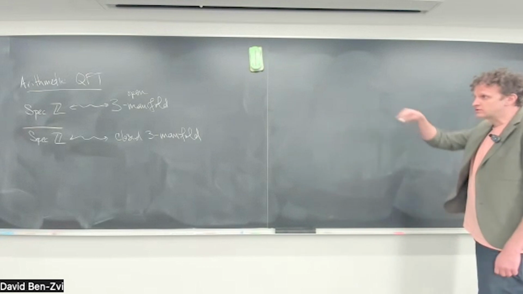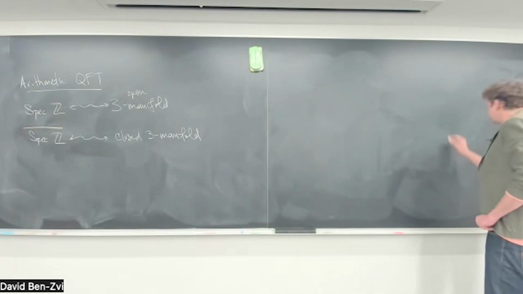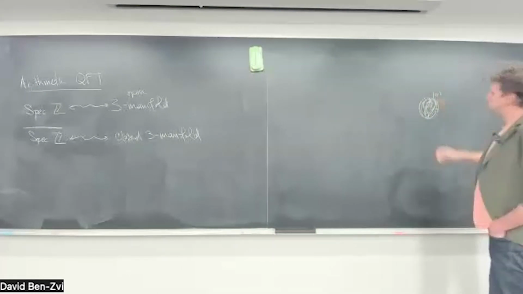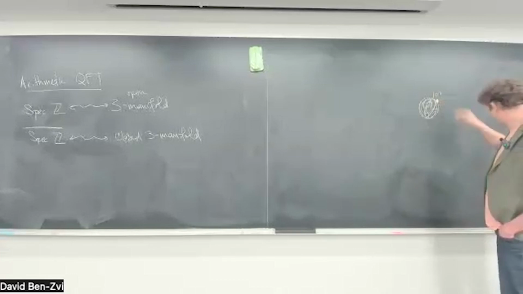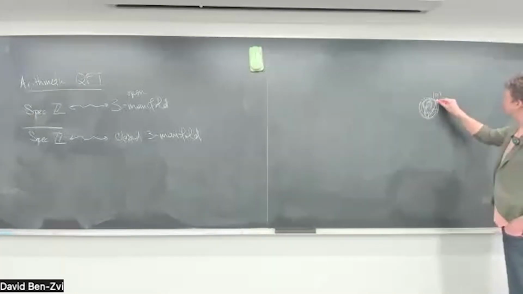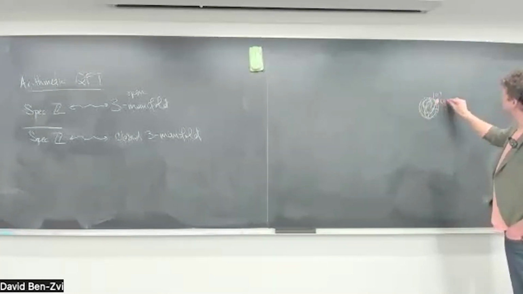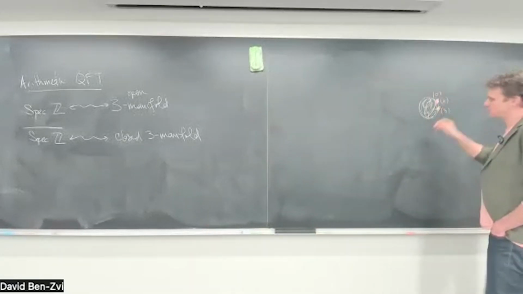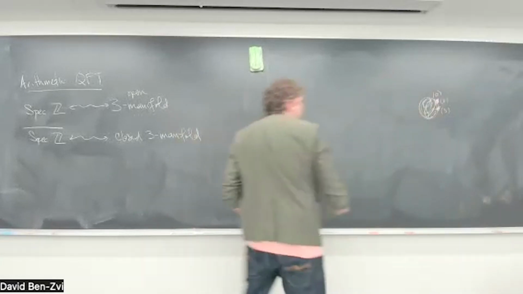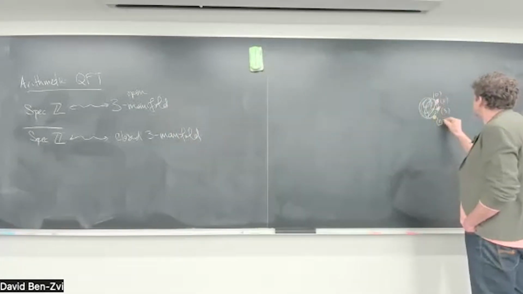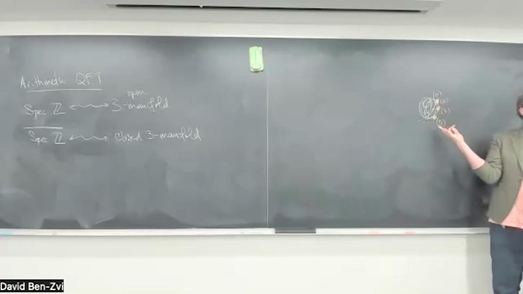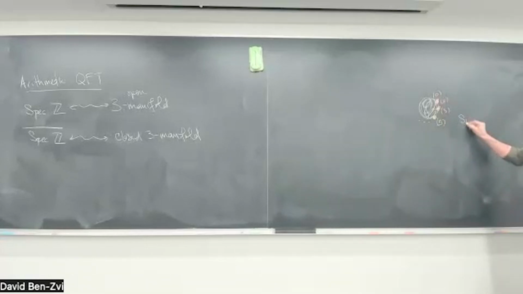The picture that I learned of Spec Z when I was taking algebraic geometry for the first time was something like the following. You have a nice generic point here, right? And then, maybe I'll color these since I have colors, you have the various closed points sitting around that. So there's 3, and I don't know how many primes you want me to write down, but I'll just write down that many. And this is a picture of Spec Z with its Zariski topology.